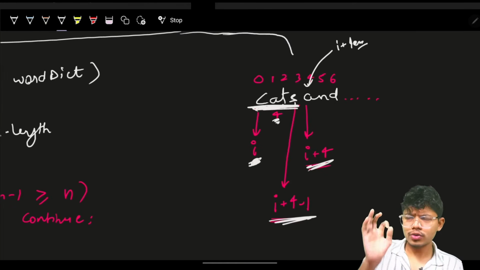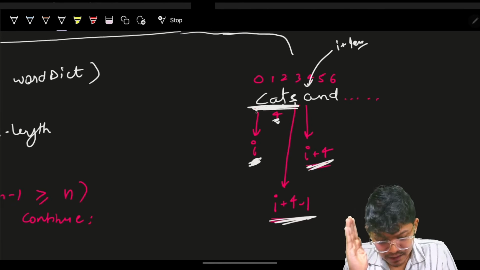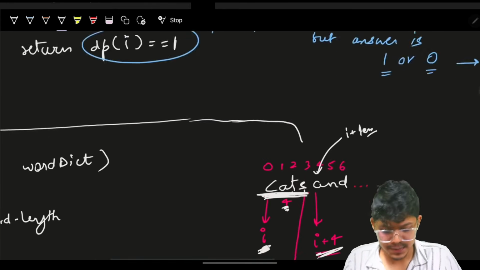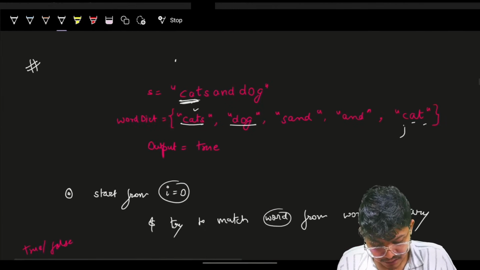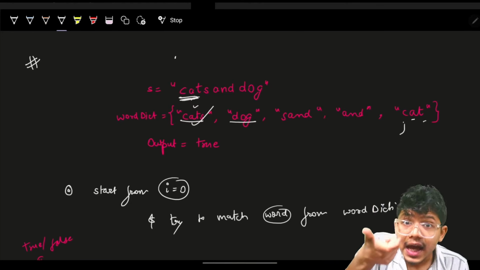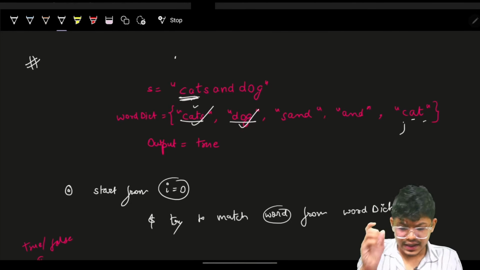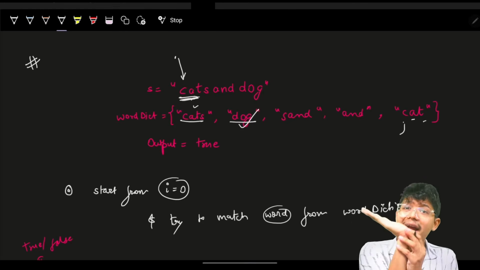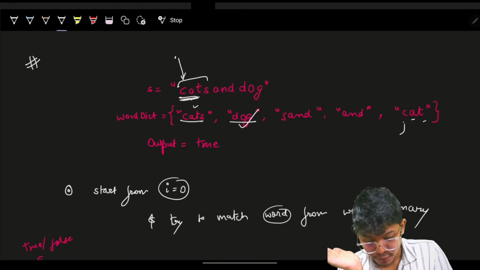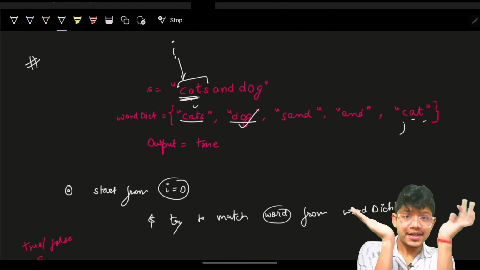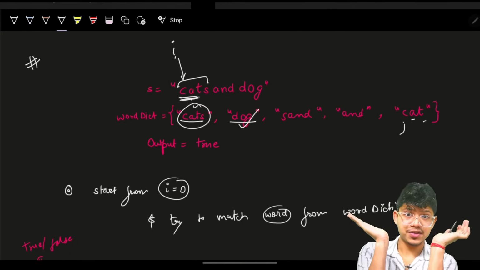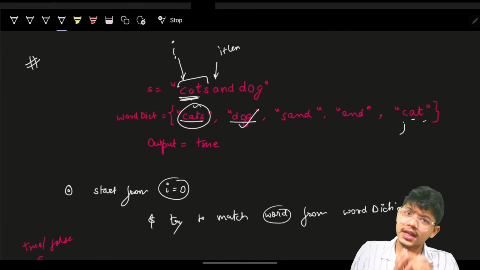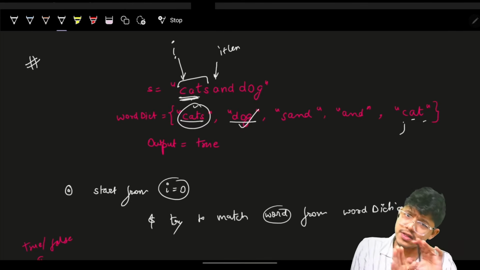The next index to try for will be I plus length itself. So one thing we have got to know: if I am at index I, I will try a specific length. The length I'll choose from the word itself, which means my word dictionary will tell me, you can try for cats, you can try for dog. So I know cats' length is 4. Starting at this index, I will try a length of 4 and check whether this string from S of length 4 starting from index I matches that word in the word dict. If yes, I can try next from I plus length.